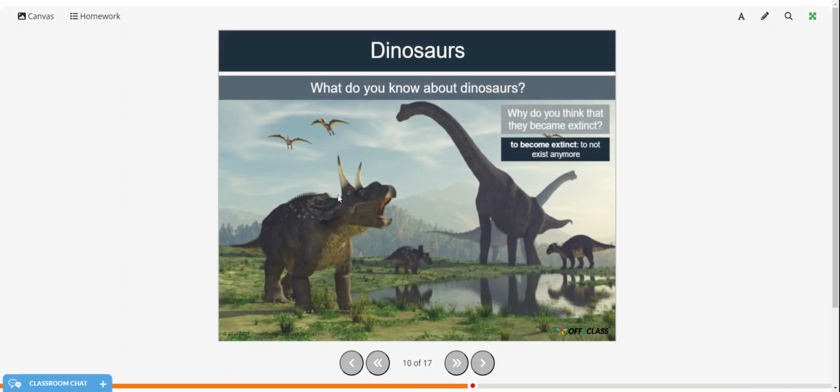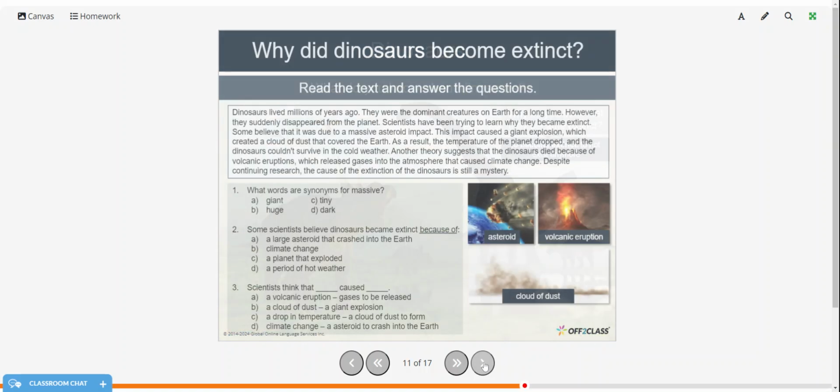So, what do you know about dinosaurs? And why do you think they became extinct? And to become extinct means to not exist anymore. So, we're going to read this text and then answer the questions. You can pause the video and read on your own, or you can follow along as I read. And here's some vocabulary. We have an asteroid, volcanic eruption, and cloud of dust.